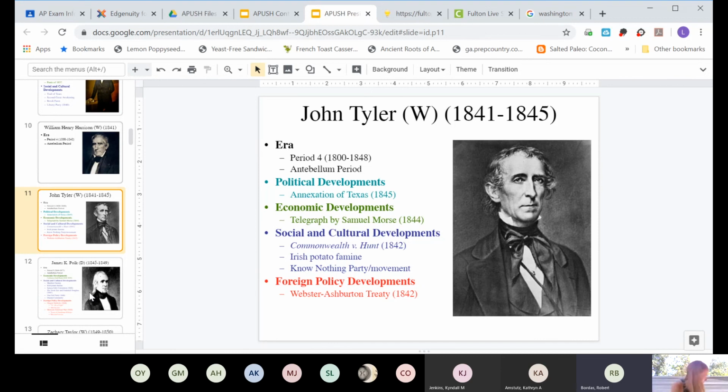And probably the biggest thing that happened under him, besides the whole Texas issue, was the Webster-Ashburton Treaty, which works out some more differences between the United States and Britain. So we and Britain are starting to come a little closer together in our beliefs. We know today that Britain and the United States are very close allies, but this is where that starts to change.